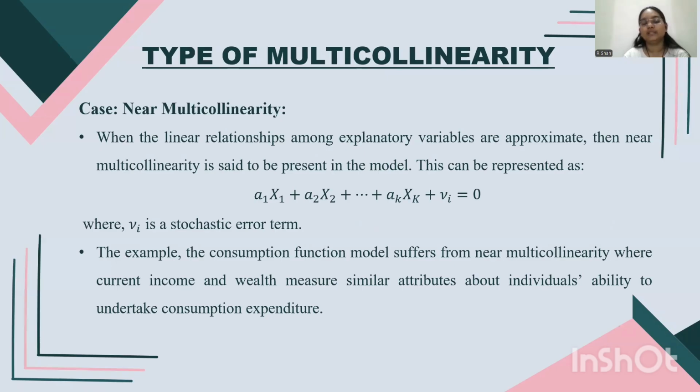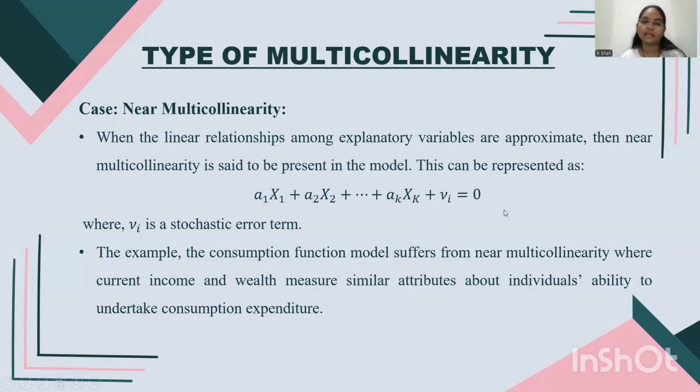This is near multicollinearity, or we can say less perfect multicollinearity. When linear relationships among explanatory variables are approximate, then near multicollinearity is said to be present in the model. This can be represented as a1 x1 plus a2 x2 plus and so on plus mu i equals 0.